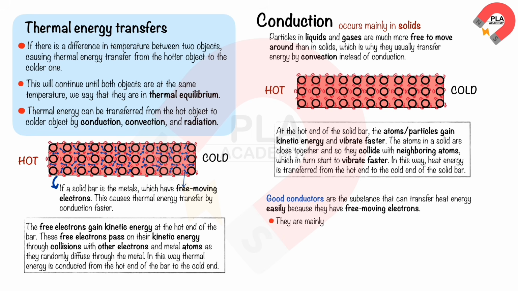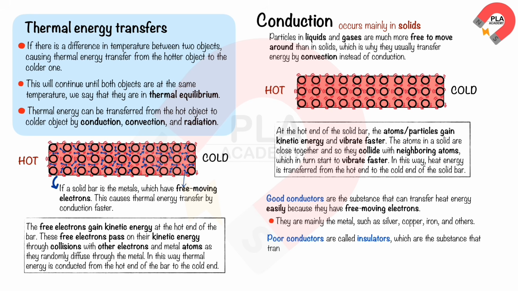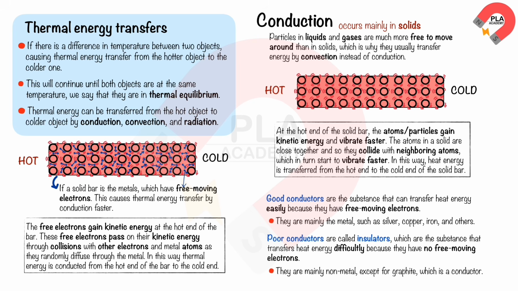Good conductors are mainly metals, such as silver, copper, iron, aluminum, brass, and others. Poor conductors are called insulators, which are substances that transfer heat energy with difficulty, because they have no free-moving electrons. Insulators are mainly non-metals, except for graphite, which is a conductor.